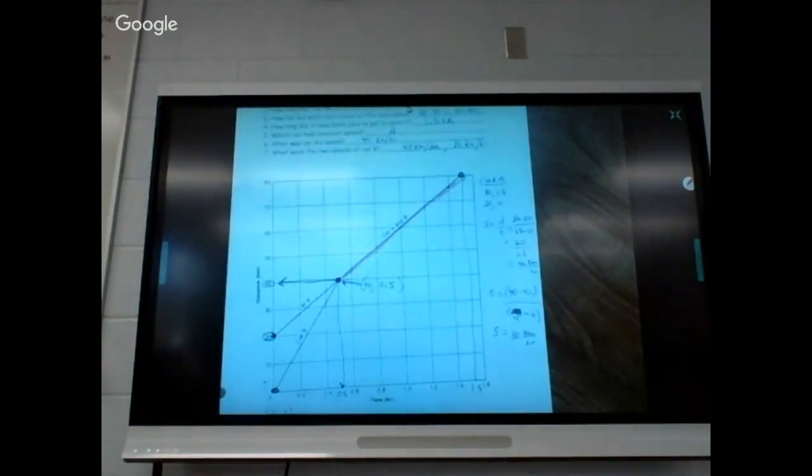Questions about how to read a graph? No. Now, we'll do some more stuff with graphs over the next couple days, but that's just a basic review to help you with graphs. Questions? Now, find your notes. We're going to talk about velocity real quick, and then we're going to do the lab.